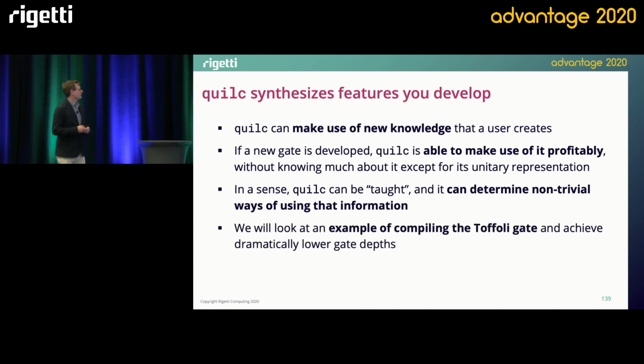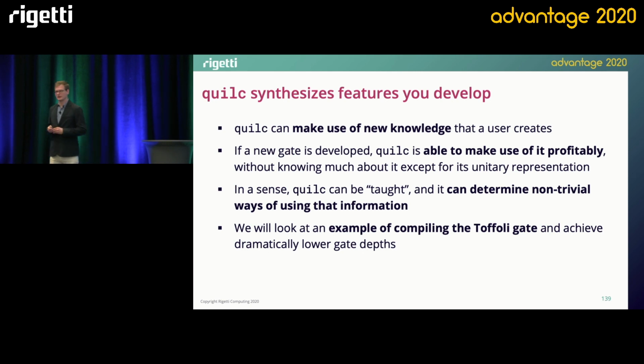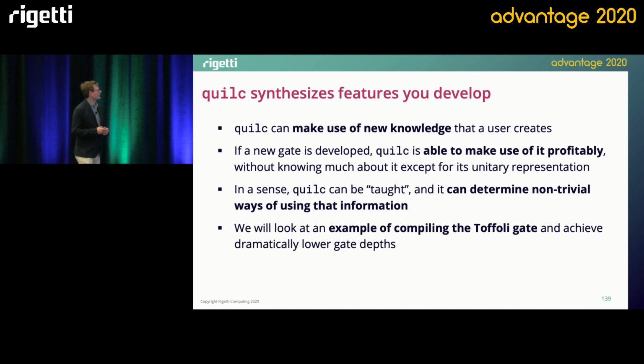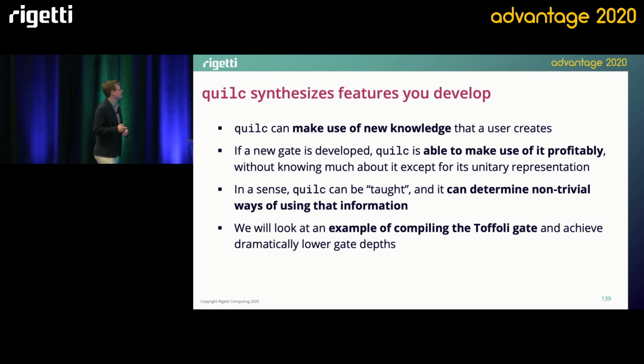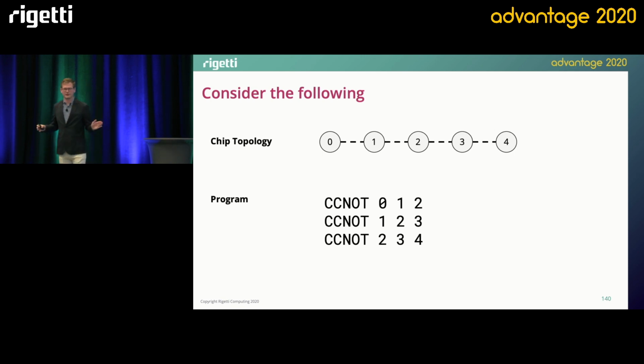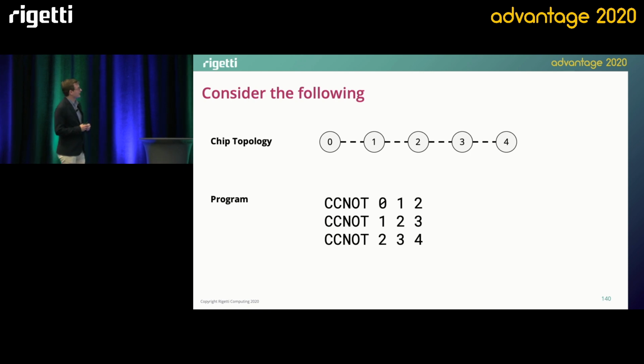And so what I want to show is just a little contrived example that fits on a slide, which is compiling something that looks like a Toffoli program. So here let's consider a chip topology which is just linear. We have this linear topology right here. That means that every qubit can execute some of the single qubit gates, and then every edge here can execute some two-qubit gate. And the program that we're going to run is three Toffoli gates successively on successive triples of qubits.